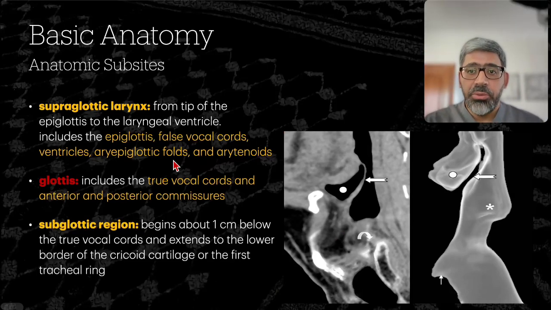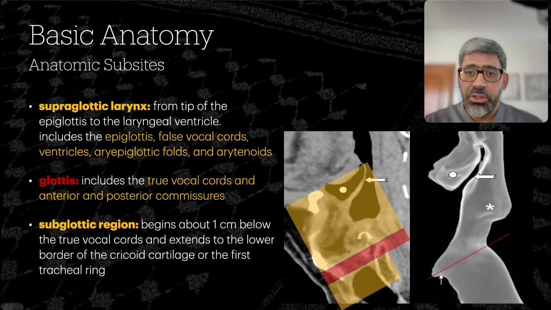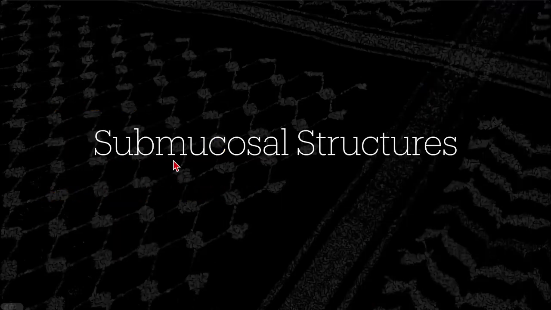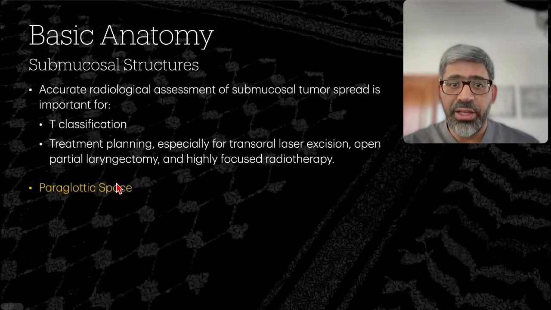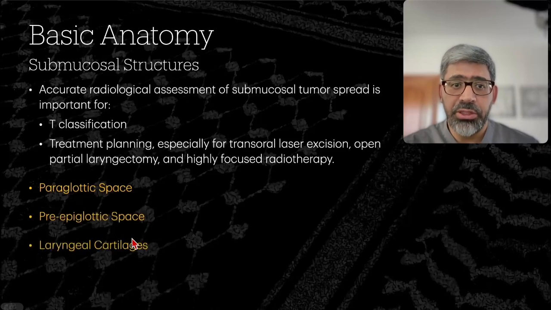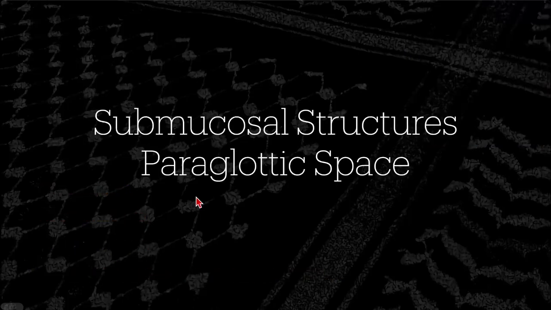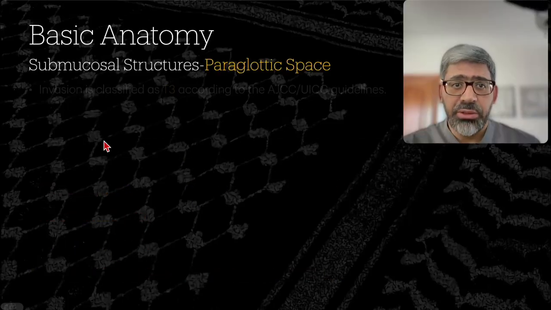This is on sagittal imaging, again the glottic larynx, the supra and infraglottic larynx. We'll move to the submucosal structures. Accurate radiologic assessment is important because it affects T classification and also affects treatment planning. We'll divide these into paraglottic space, preepiglottic space, and laryngeal cartilages. We'll start with the paraglottic space.